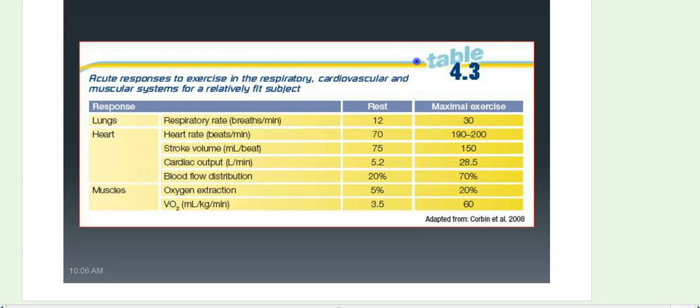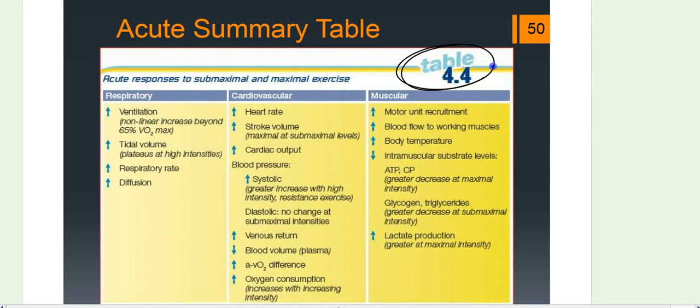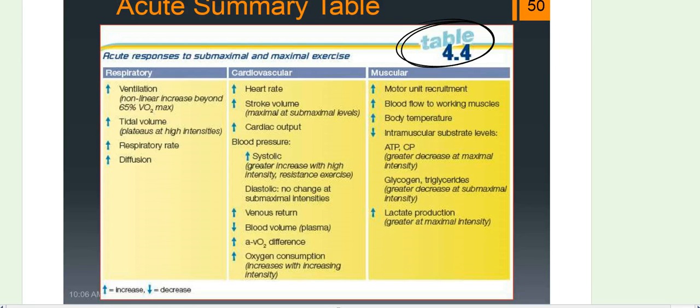Table 4.3 from our text. Here are a set of values that is certainly worth knowing. And also table 4.4 is a table summary of the acute responses.